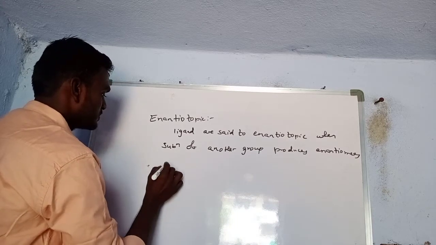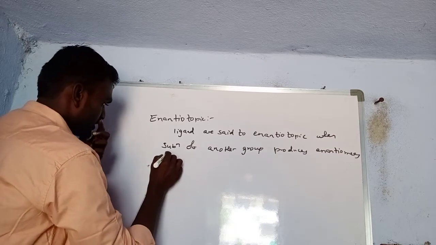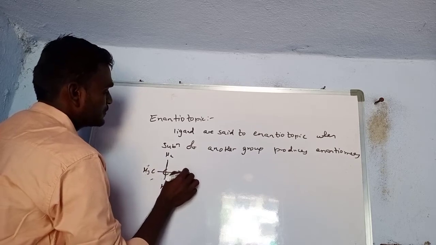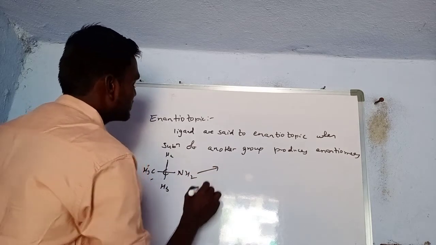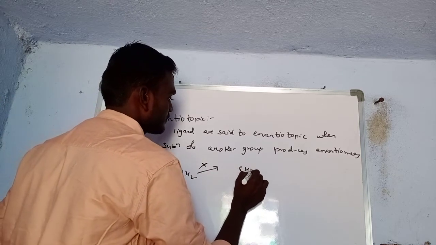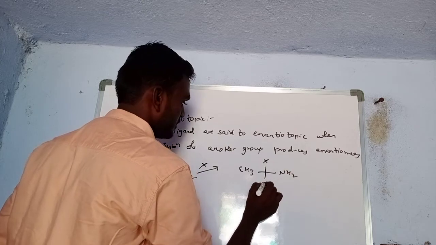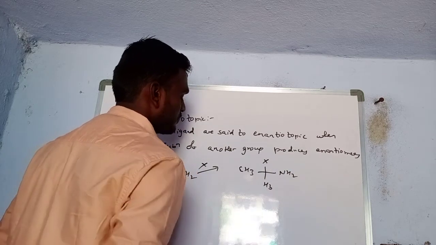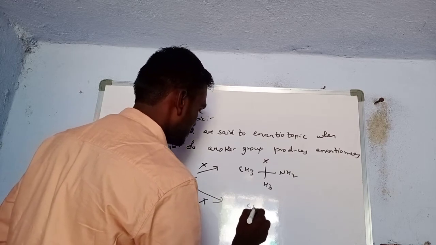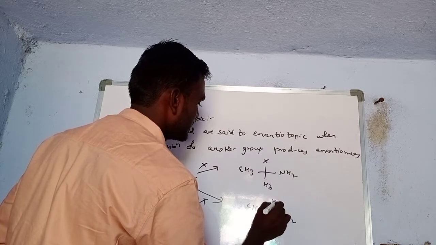Okay, let's see the carbon atom. Directly we have to take this one. This is HA, then HB, CH3 and NH2. If HA is replaced by a halogen atom, that means X, and then if HB is replaced by any halogen, that means X, we get NH2 and HA and X.